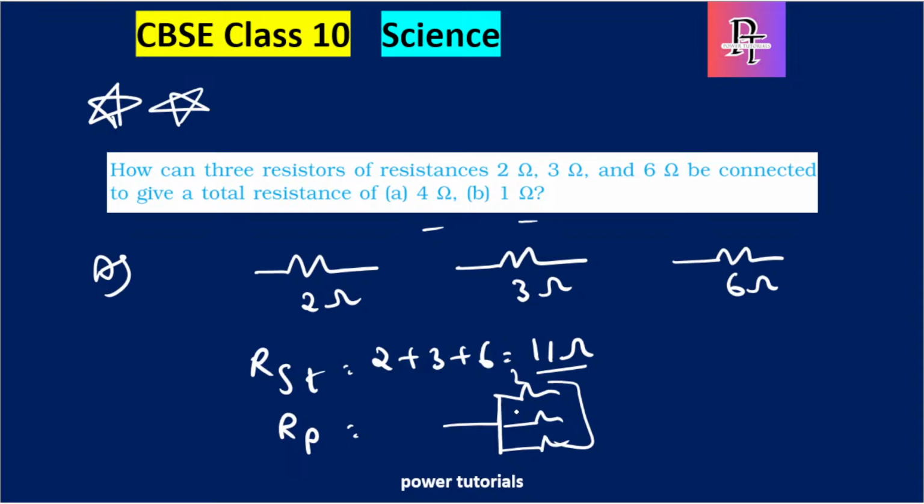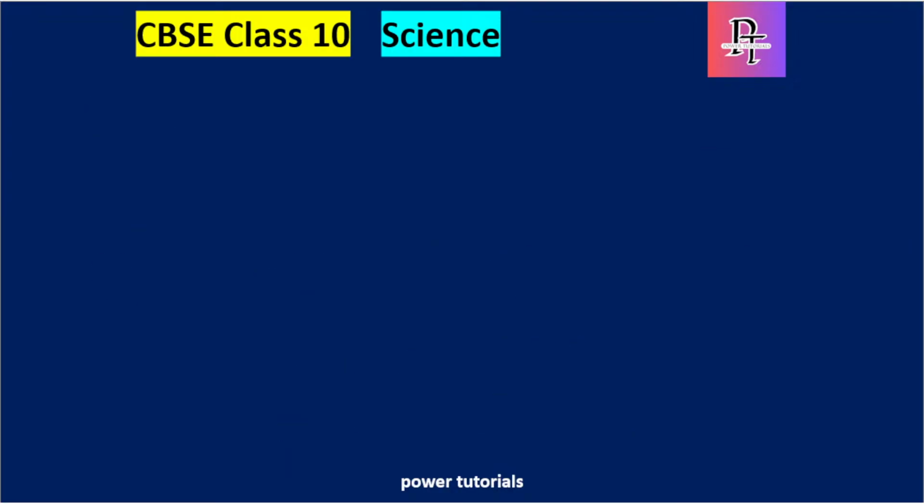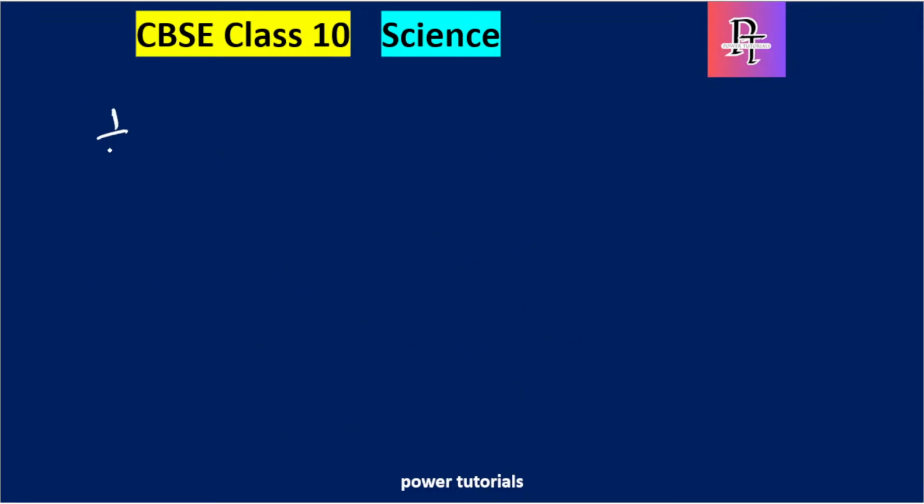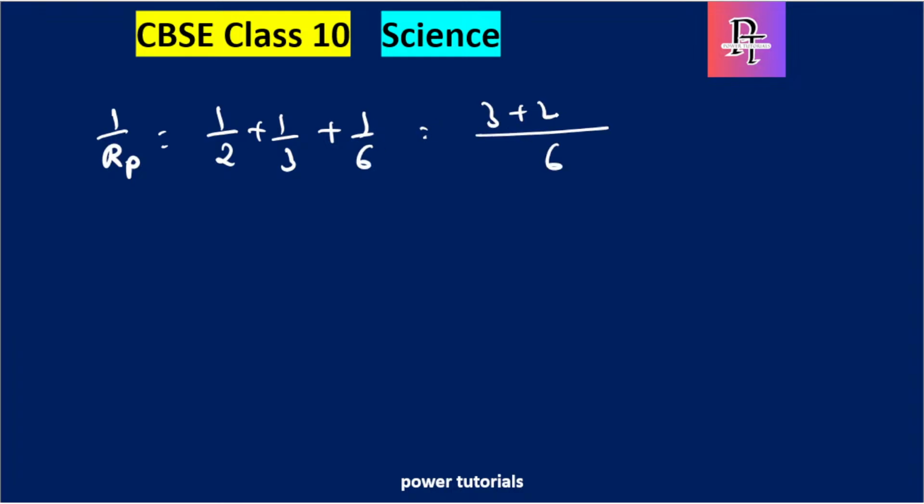Two, 3, 6. So 1 by R effective, I'll keep it in the next slide. So 1 by R parallel, all three in parallel. I'm talking about 1 by 2 plus 1 by 3 plus 1 by 6. So the numerator will be 3 plus 2 plus 1, which is 6 over 6, and 6 by 6 is 1. So we got one connection.